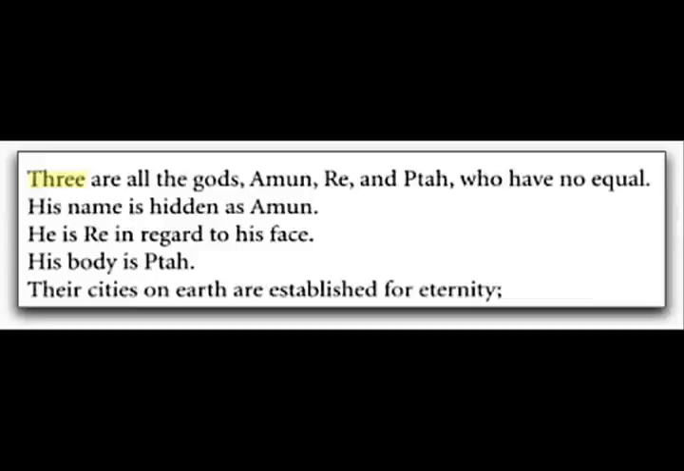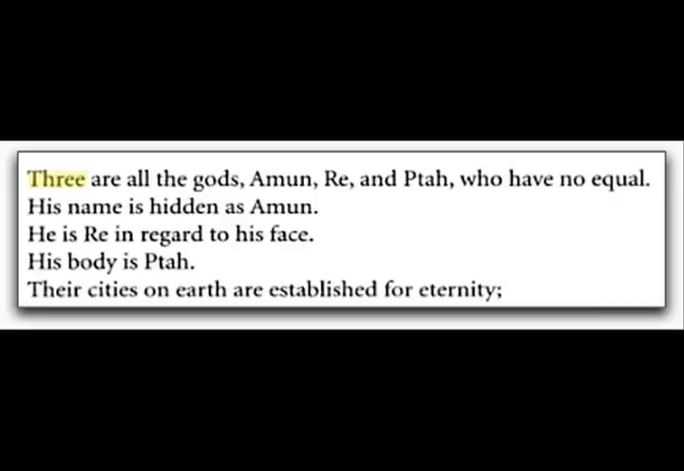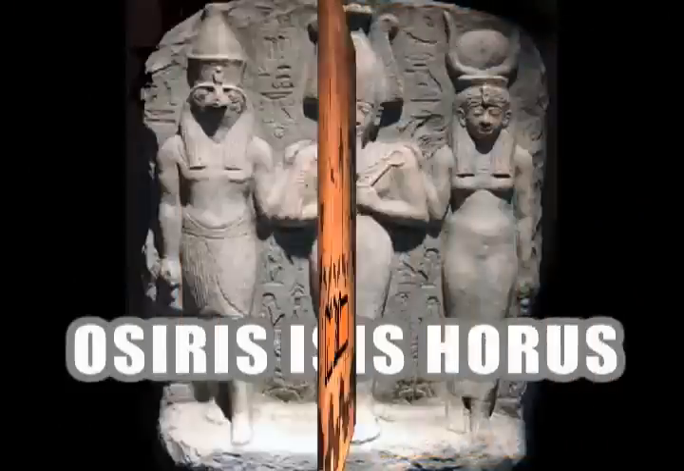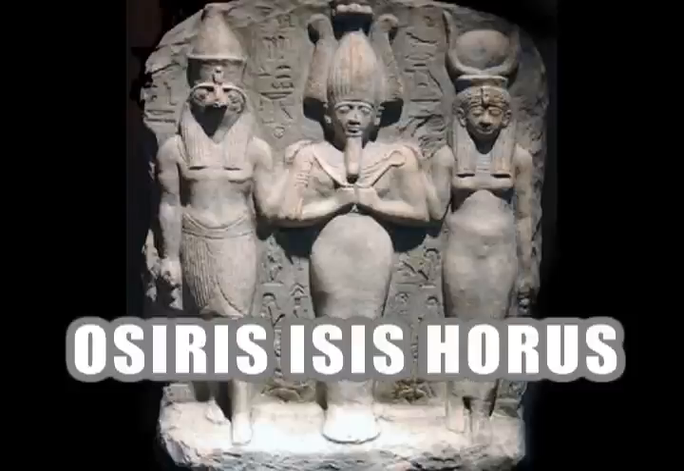Number 1, remember that his name is hidden as Amen. This means that his name is so sacred that it should not be spoken and that it must be covered up. And number 2, their cities on earth are established for eternity. As I told you earlier, Ta, Ra, and Amen became assimilated into Osiris, Isis, and Horus, two male pagan deities and one female pagan deity. So it is Osiris, Isis, and Horus, whose cities on earth will be established for eternity.